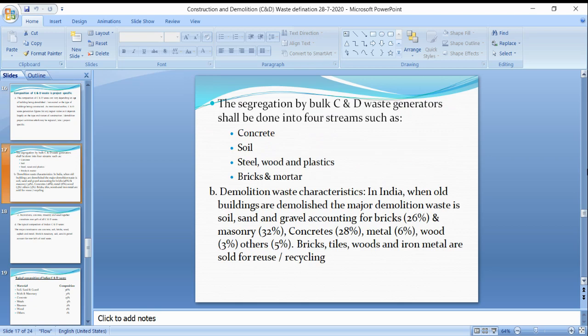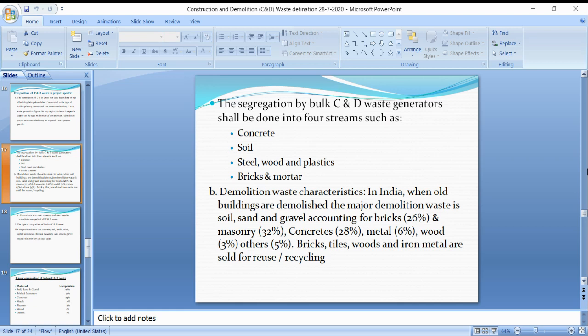The general segregation by bulk waste generators shall be done into four streams, such as concrete, soil, steel, wood and plastic, and bricks and mortar. Generally, we get a lot of concrete, and also soil for construction, and steel, wood and plastic will be there. Steel, wood and plastic we generally use, and bricks and mortar. So this type of waste generally comes from the materials which we use for construction.